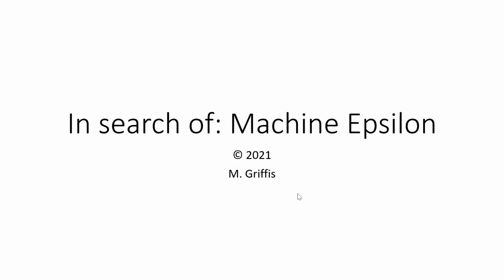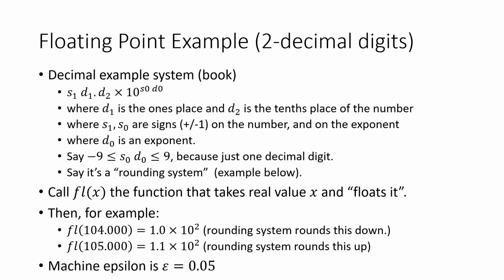Hello, today I'm in search of machine epsilon. So say we have that simple 2 decimal digit floating point example. You have 2 decimal digits, a D1 and a D2, separated by a decimal point, so that forms your significand. The S1 is a plus or minus 1 that just gives a sign on the number.